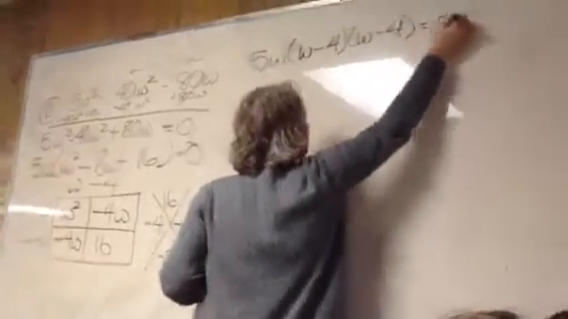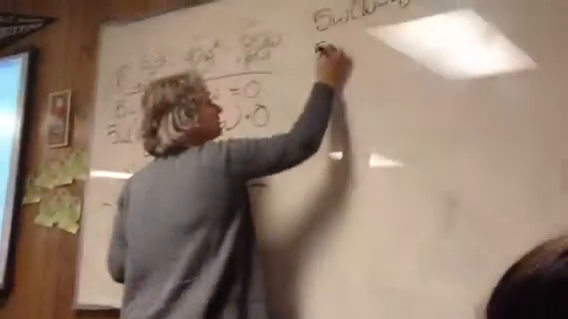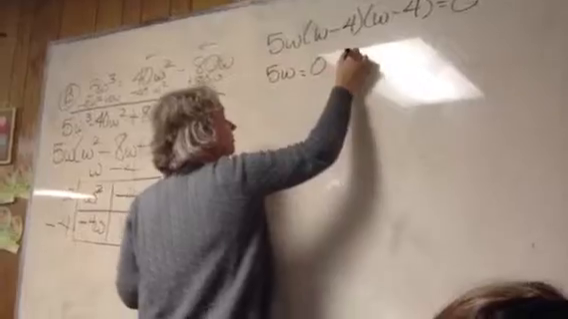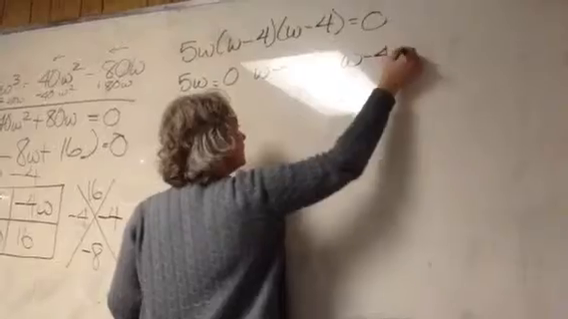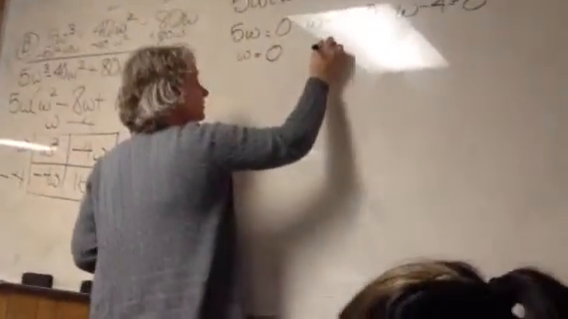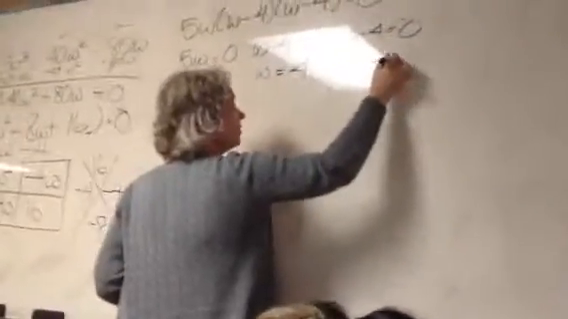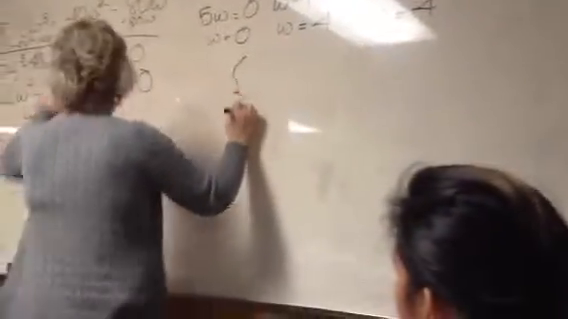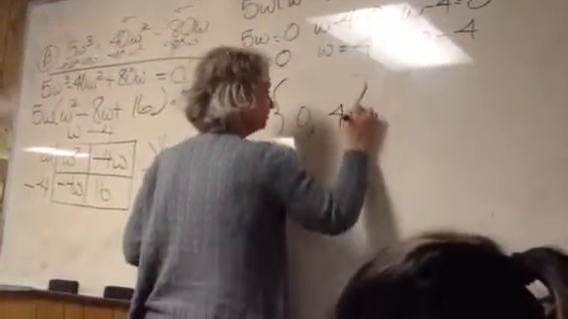And those equal 0. So set each of your factors equal to 0. 5W equals 0, W minus 4 equals 0, and W minus 4 equals 0. So what does W equal in this first factor? 0. W equals 0. What's W minus 4 equals 0? What does W equal? 4. And here W also equals 4. So the solutions of your problem here are 0 and 4.